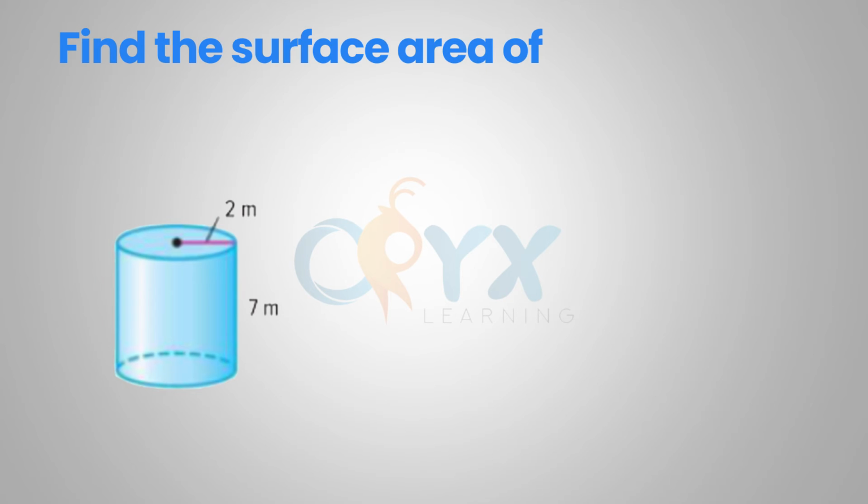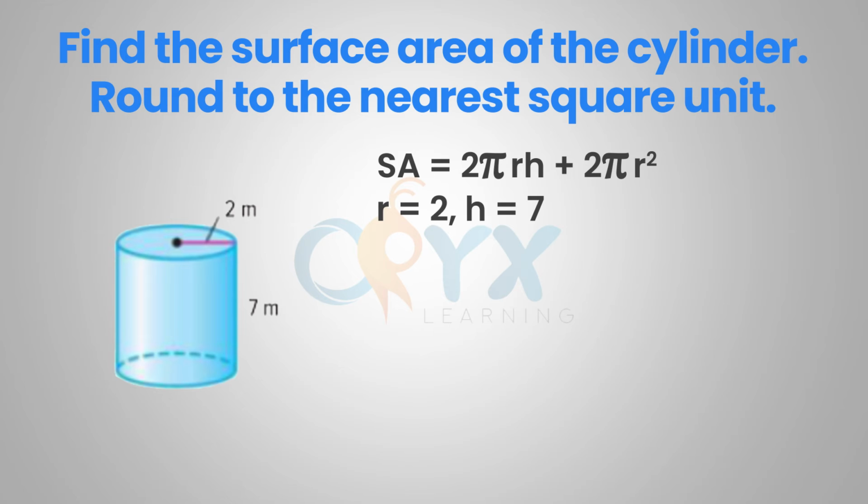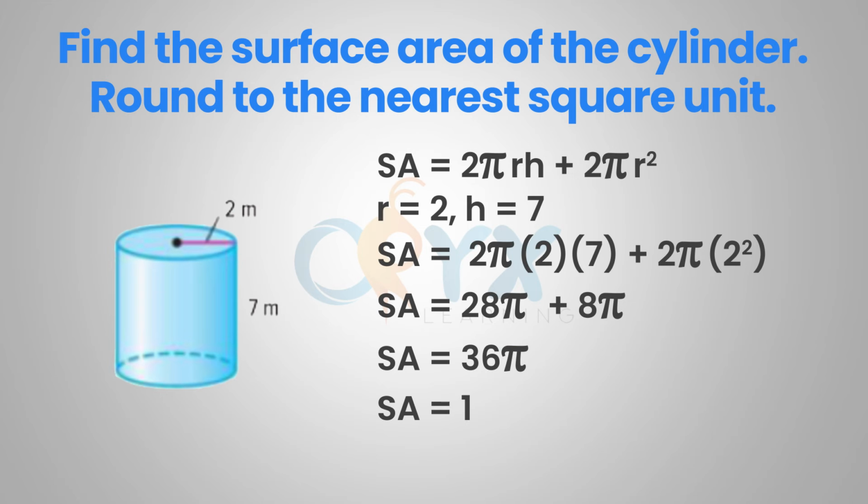Find the surface area of the cylinder, round to the nearest square unit. Surface area of a cylinder is 2 pi rh plus 2 pi r squared. We know that the radius is 2 from the drawing, and the height is 7. Substituting in those values, we get the surface area is 2 pi times 2 times 7 plus 2 pi times 2 squared. This simplifies to a surface area of 28 pi plus 8 pi. 28 pi plus 8 pi is 36 pi, and 36 times pi is 113.0973. Rounding to the nearest square unit, we get a surface area that is approximately 113 meters squared.